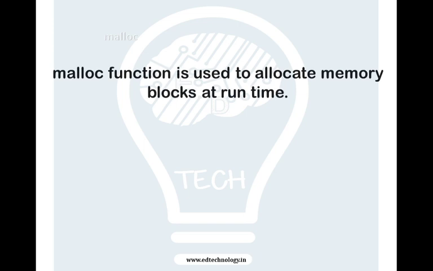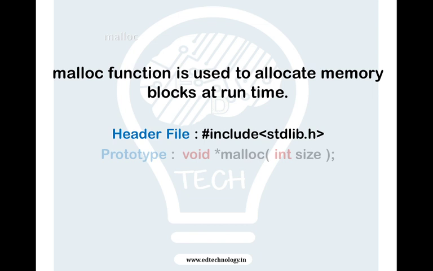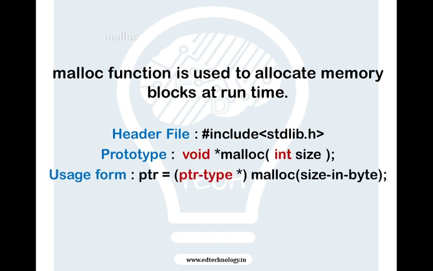So what is malloc? Malloc is a function used to allocate a memory block. So we do the memory allocation using the pointer variable, and we need to include the stdlib.h file in order to use the malloc method or function. And this is the prototype of the function, and this is the usage form in the program.